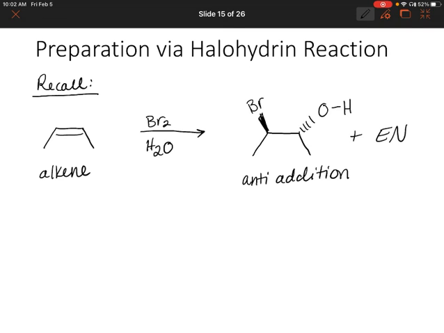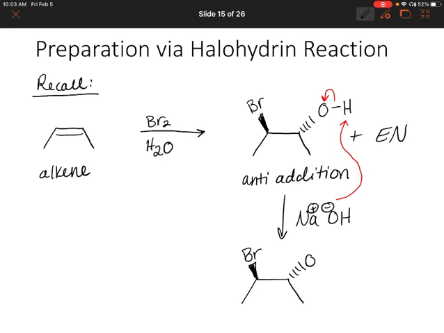Okay, so that does not look like an epoxide, right? So in the next step, what we're going to do is add sodium hydroxide. And the hydroxide is going to deprotonate our alcohol group, and electrons will be left behind on oxygen. So now oxygen will be negatively charged, and this will also occur with the enantiomer as well.